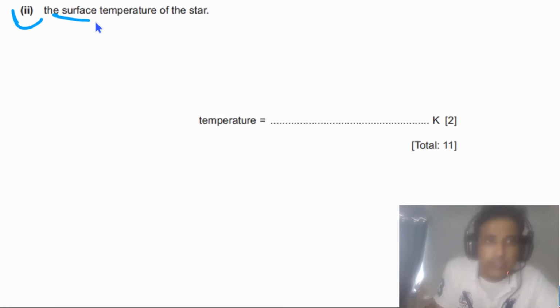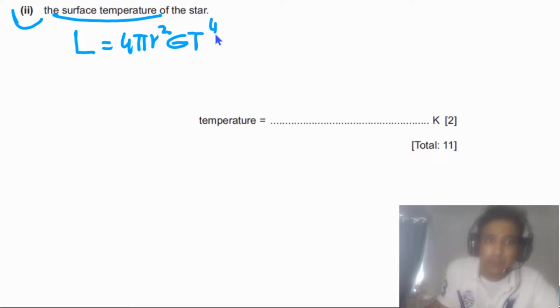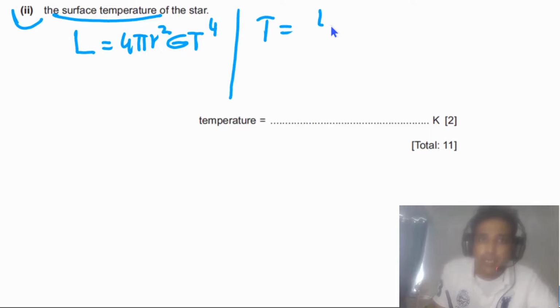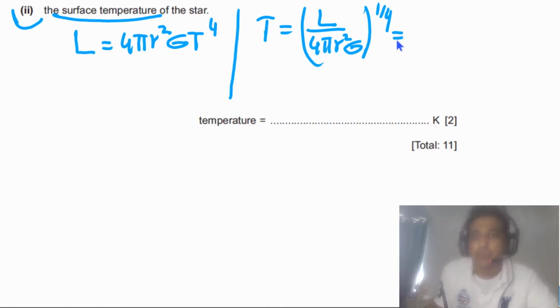For the second part, we need to calculate the surface temperature of the star. So it simply means that we have to use the Stefan-Boltzmann law. The Stefan-Boltzmann law tells us the power radiated by a star is equal to the surface area of the star, 4 pi r squared, times the Stefan-Boltzmann constant times temperature to the power of 4. We need to calculate temperature, so T will be equal to L divided by 4 pi r squared times the Stefan-Boltzmann constant, all to the power of 1 by 4.